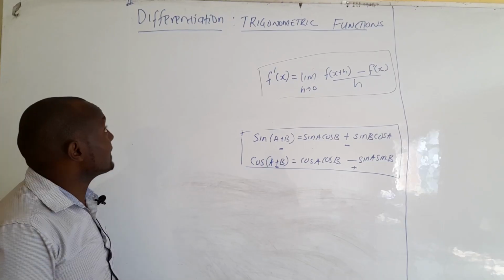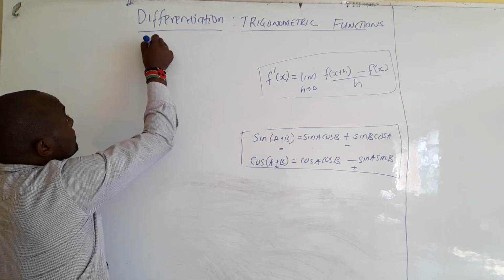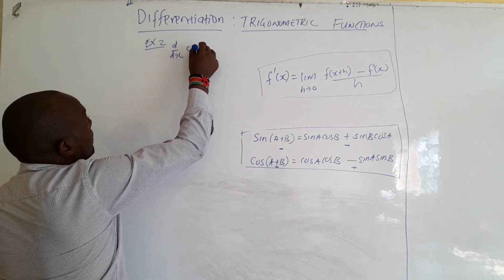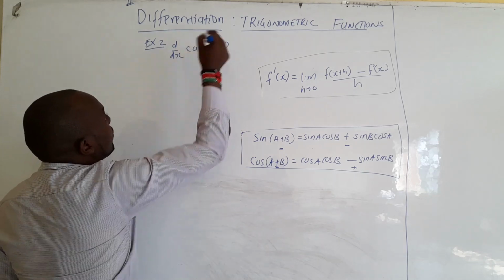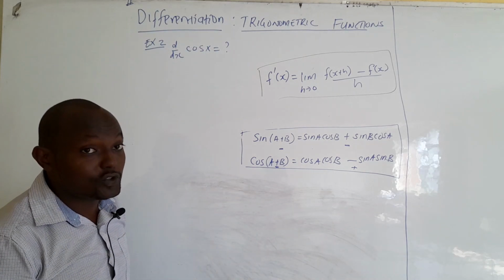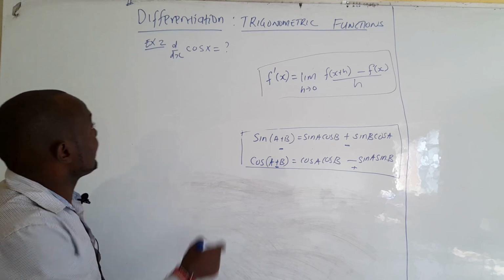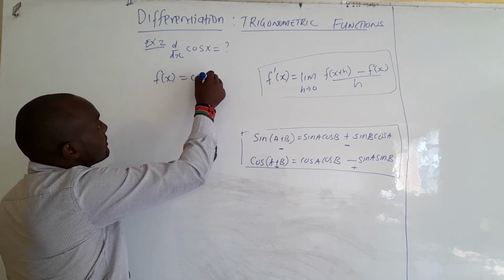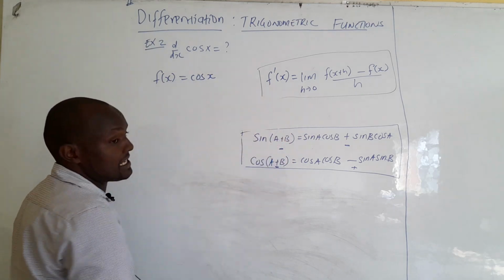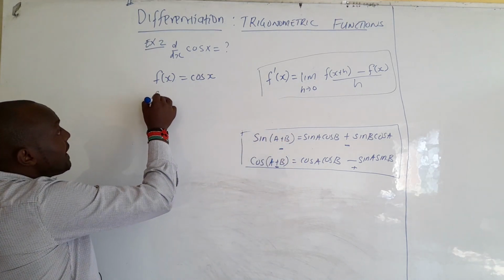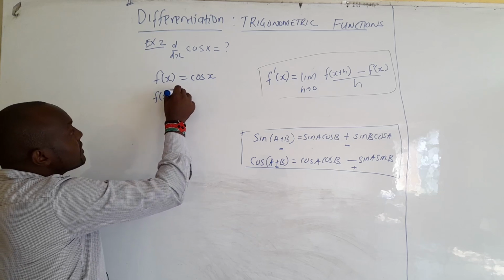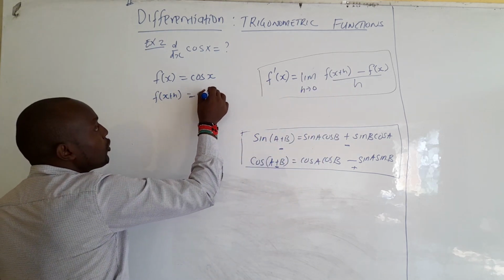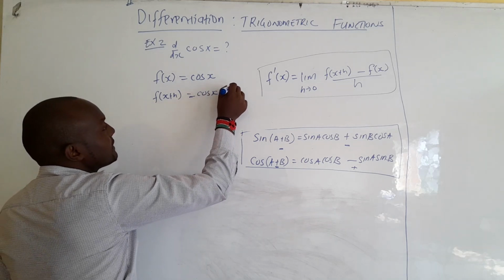Example 2 now, we look at how we differentiate cos x. We want to know if you differentiate cos x, you get what? So in this case again, my function of x is cos x, because I'm using the first principle rule. And what is f of x plus h? Because I want something that I will replace here, it will be equal to cos of x plus h.